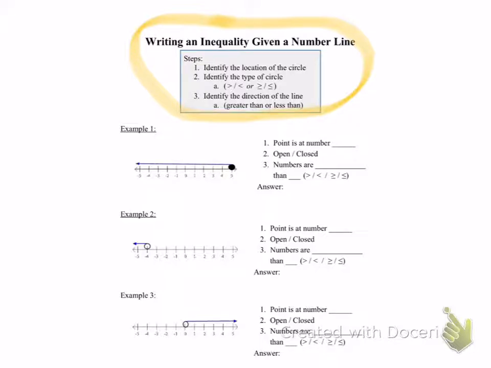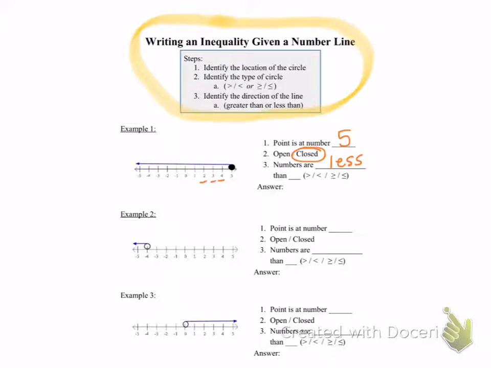So let's look at number 1. When we do number 1, our first question is, the point is at the number, and we can see in example 1, it's at 5. And we can see for our second part that it's a closed circle. And then the numbers that are included, which means the numbers under the blue line, are definitely less than 5, because we're doing 4, 3, 2, 1. Those are all less than 5.